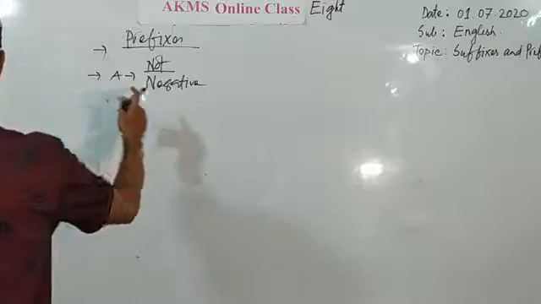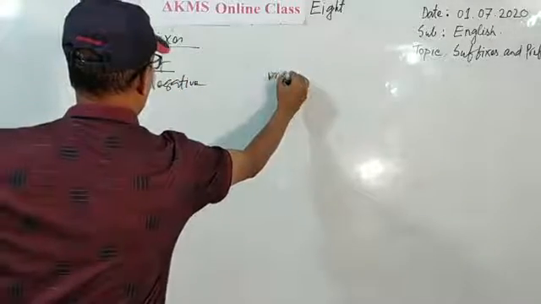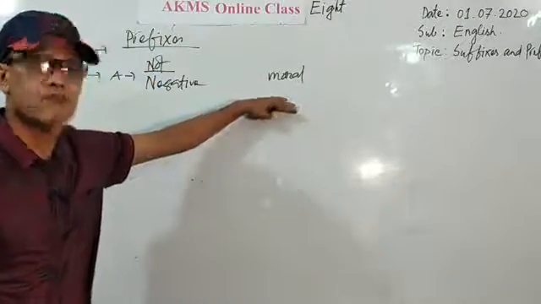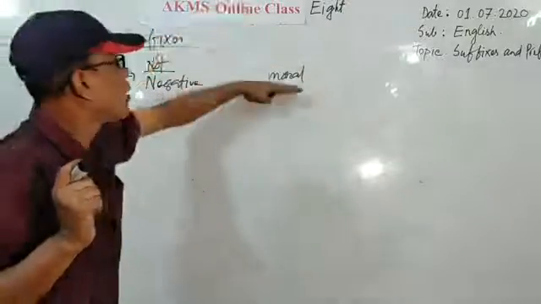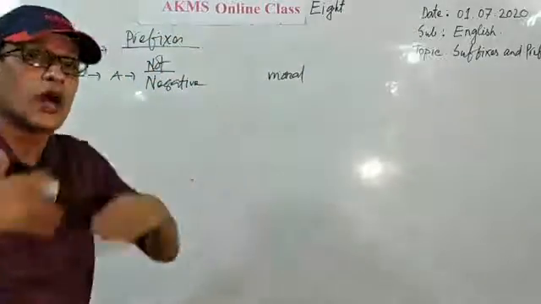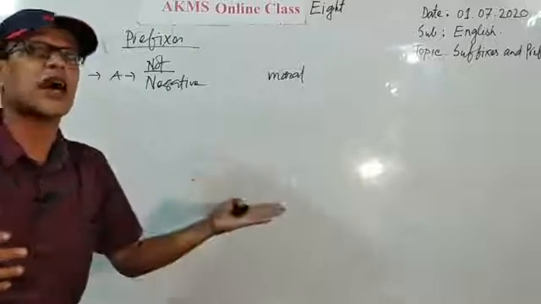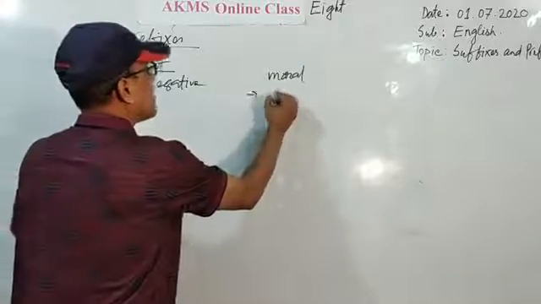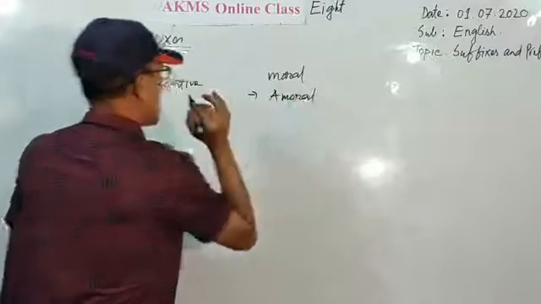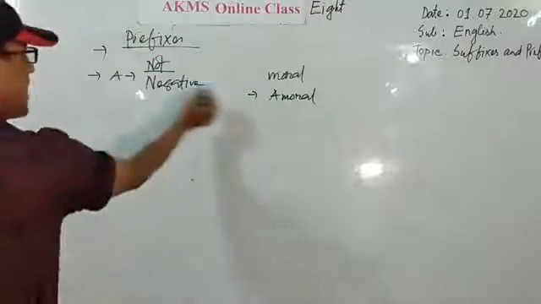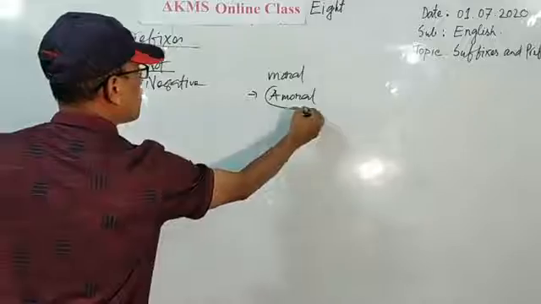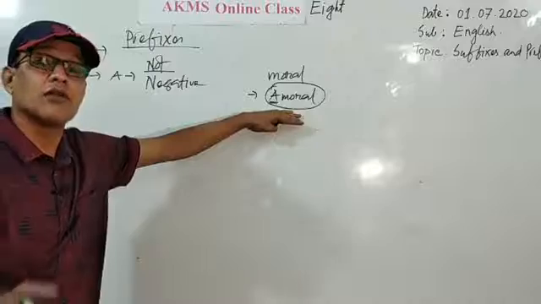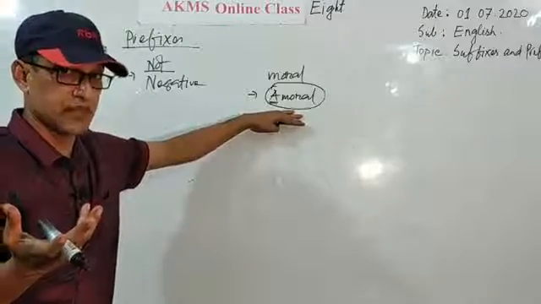Okay? Look at the word moral. All of you know the meaning of moral. Okay? Moral. It is the root word. If I want to make it express the negative meaning, then what can I do? Amoral. A is used before the word moral, and it has made an opposite meaning, negative meaning. Amoral.